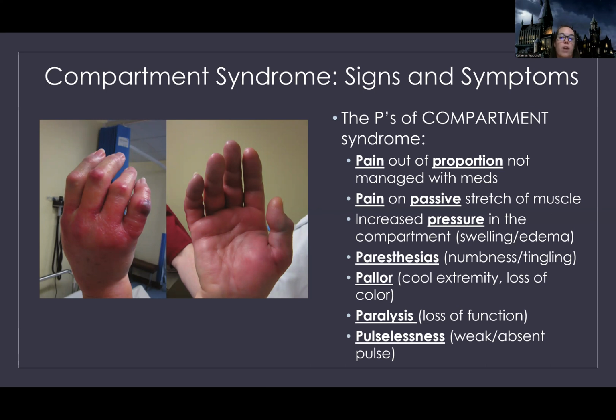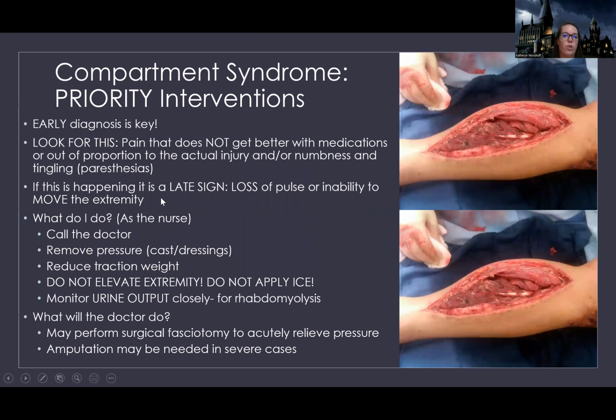The complete loss of function of that limb would be the paralysis or the pulselessness. If you've lost a pulse, it's very far gone for that decreased perfusion. So early diagnosis is key. Like I said, your two top early symptoms, the ones you want to look out for on test questions, is pain that does not get better with medications or is out of proportion to the actual injury. Or again, you've tried elevating it, icing it, it's getting worse. Or if they have numbness and tingling present.